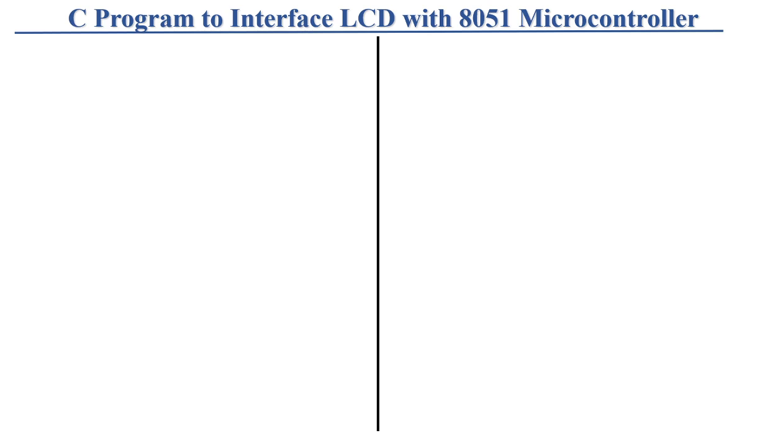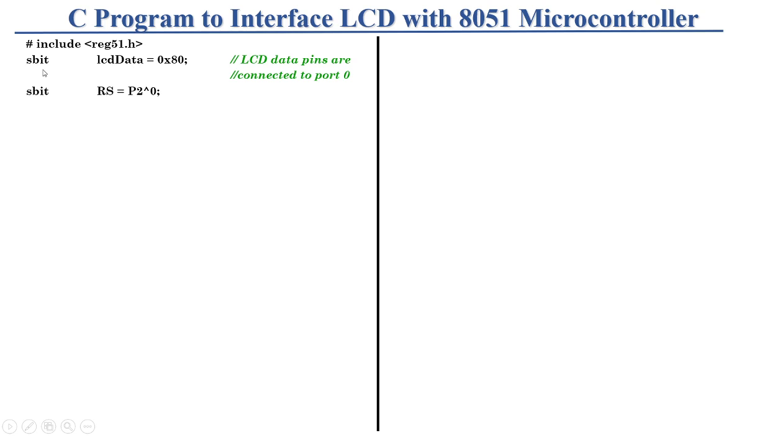Now here is the C program to interface the LCD with a microcontroller. This is the first instruction, where we have to include the reg51 header file. Here we have defined port 1 as the LCD data using the data type sfr. Then we have defined the 0th pin of port 2 as RS, the P2.1 port pin as the enable pin, and the P2.2 pin as the read write pin.